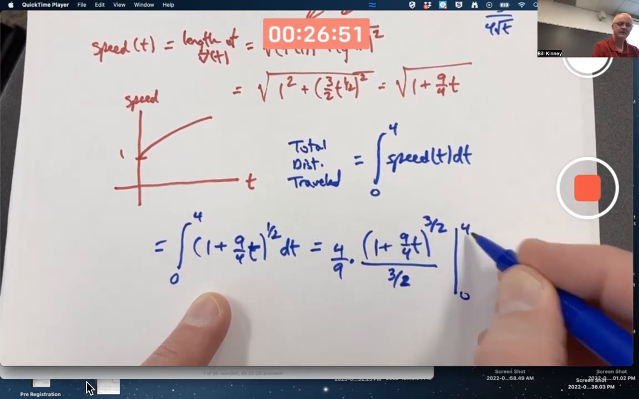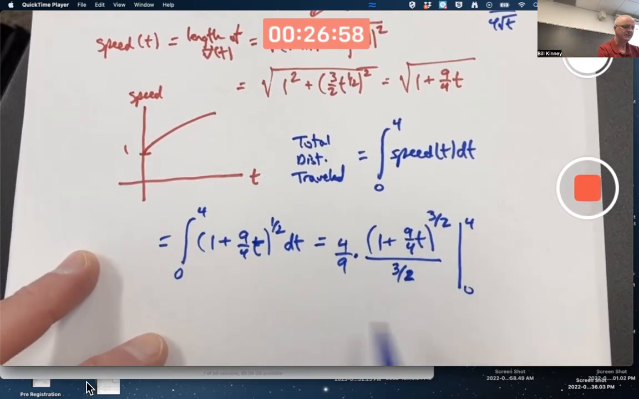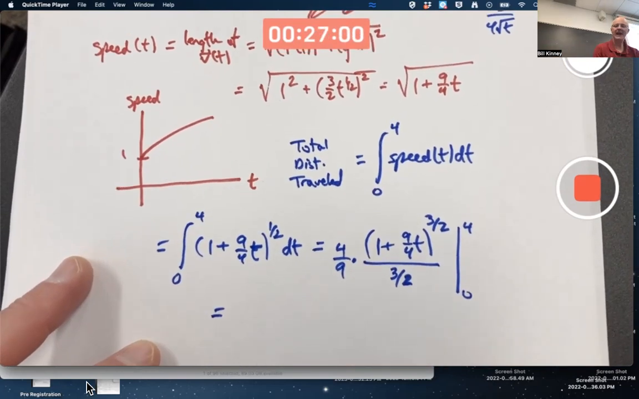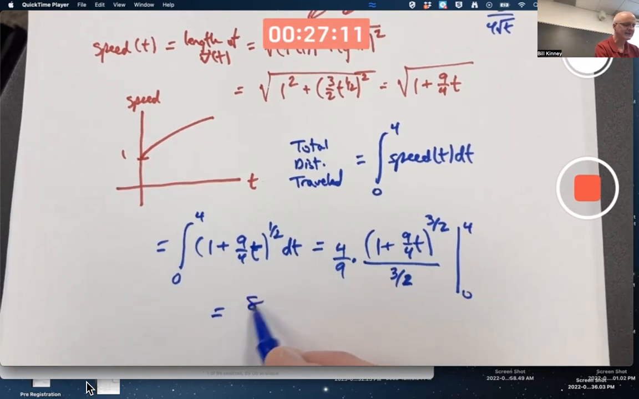If you don't believe it, if you're unsure, you can always check it. Before we check it, let's simplify it a little bit. Dividing by 3/2 is the same as multiplying by 2/3. Right? Divide by the fraction 3/2 is the same as multiplying by its reciprocal 2/3. 4/9 times 2/3 is 8/27.